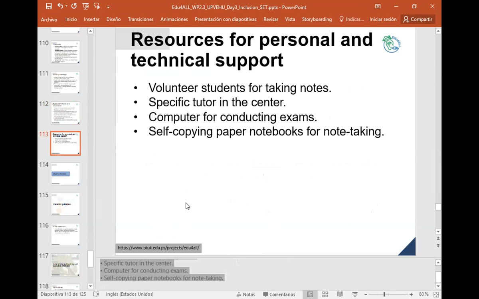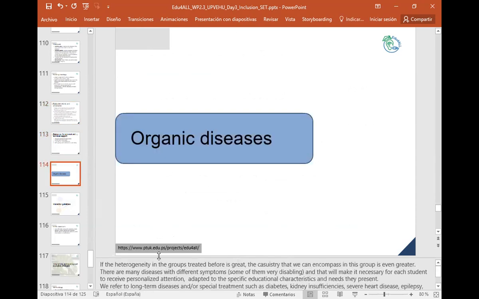Well, the resources are more or less the same as we have already seen in other conditions. So we can start with the organic diseases.